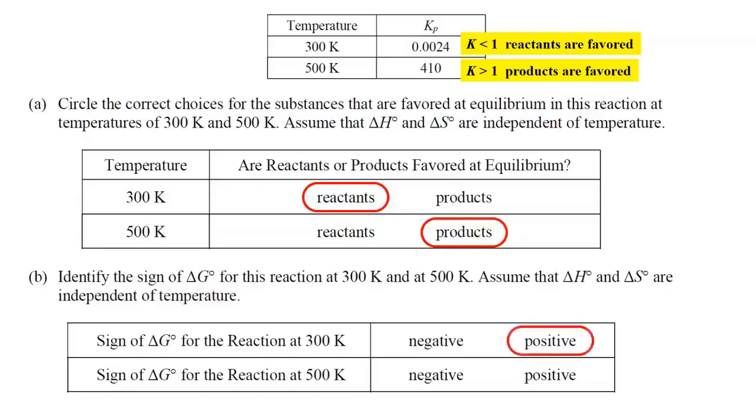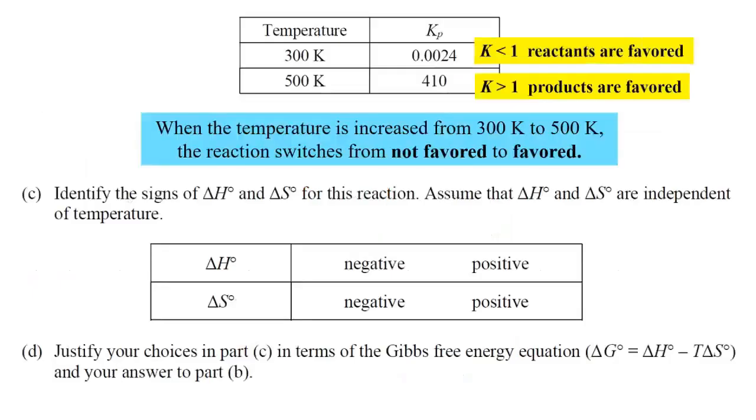But then at a temperature of 500 Kelvin, now K is greater than 1, the products are favored, and so the sign of delta G for the reaction at 500 Kelvin would be negative. So what's happening is this reaction is switching from being not thermodynamically favored at 300 Kelvin, and then it becomes thermodynamically favored at a higher temperature of 500 Kelvin. So when the temperature is increased from 300 Kelvin to 500 Kelvin, this reaction switches from being not favored to favored.